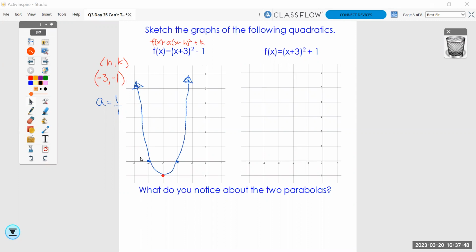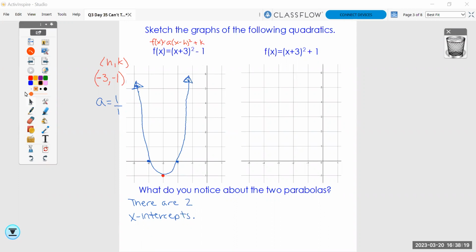Okay, so what do we notice about this parabola, this graph, is we notice that there are 2 x-intercepts. Right, so we can see that there are 2 x-intercepts. We also know that that's called the solution or the zeros or the roots. So there's 2 of them for that one.